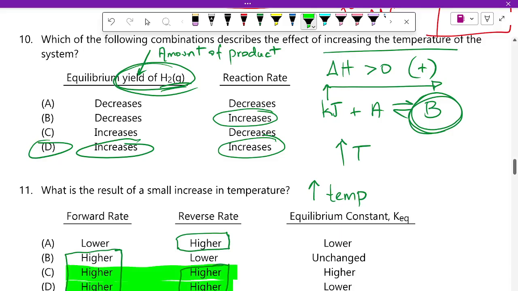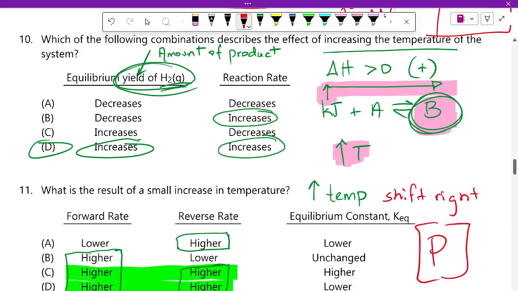So we have to decide, is our equilibrium constant going to get higher or lower? We already decided that if we increased temperature, then we're going to shift to the right, which is going to give us more product and less reactant. And so KEQ is going to get bigger.